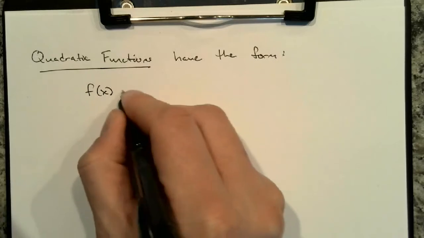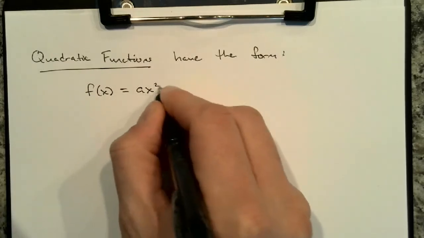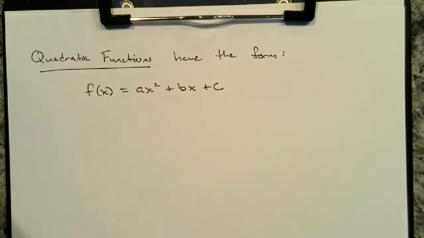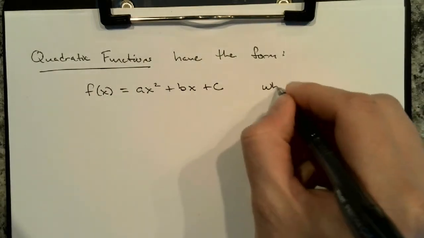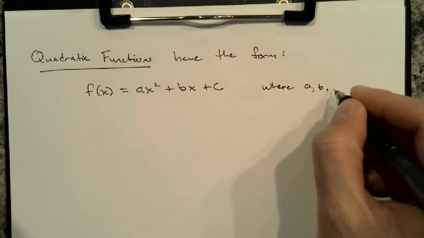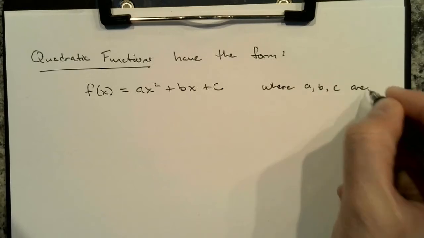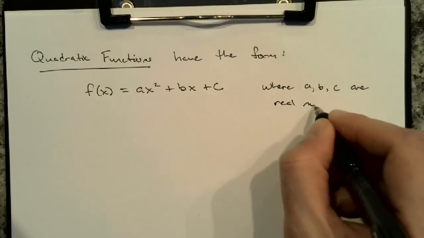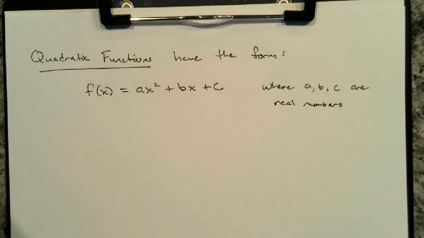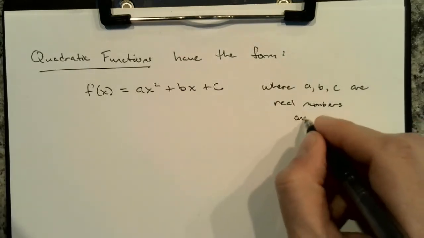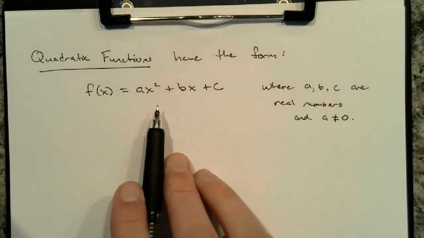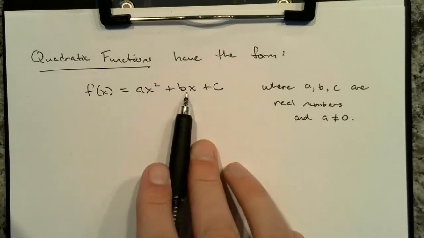f of x equals ax squared plus bx plus c, where a, b, and c are real numbers and a doesn't equal 0. So when I look at this function, a, b, and c will be real numbers.